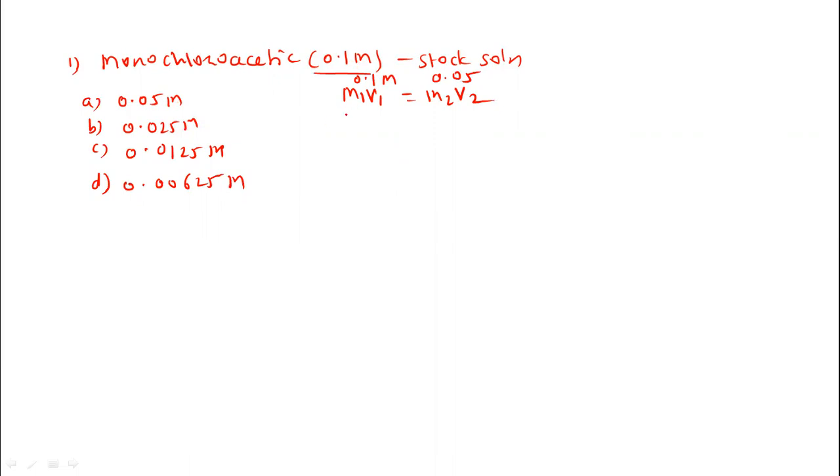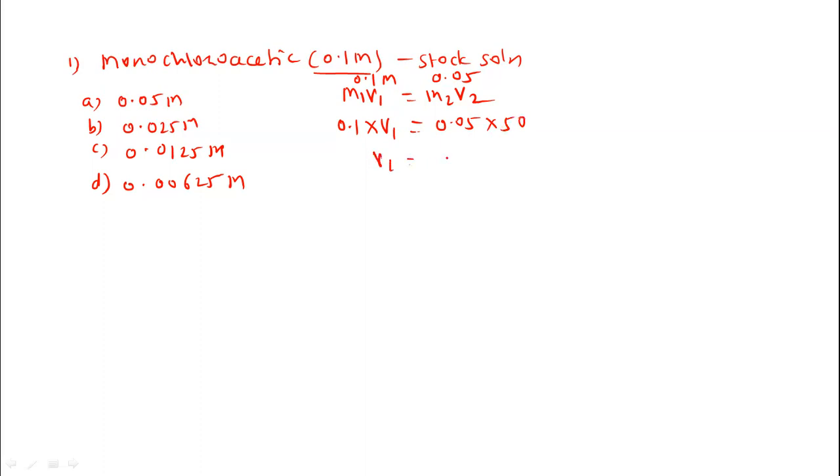So see now, molarity, it is 0.1 molar here. How much volume is required? That is not known to us. So it is V1. How much volume we have to take? Now M2, it is 0.05. That is the molarity of this monochloroacetic acid that we are going to prepare. And suppose we have to prepare 50 ml of this solution.